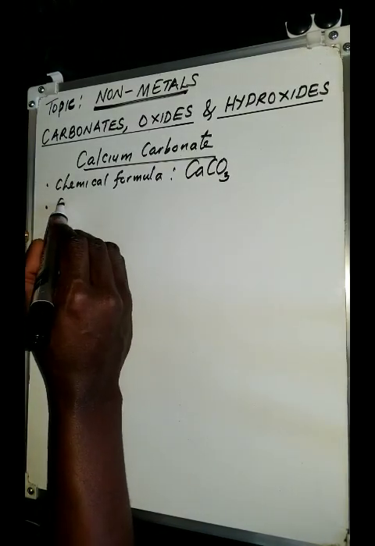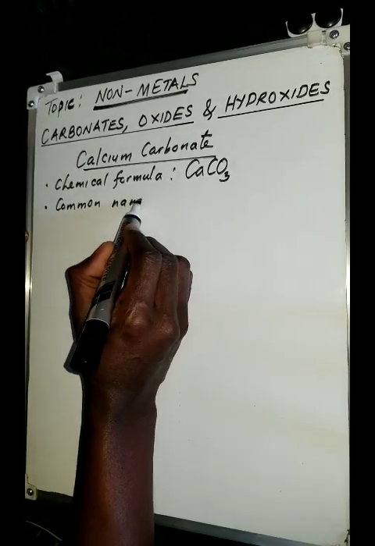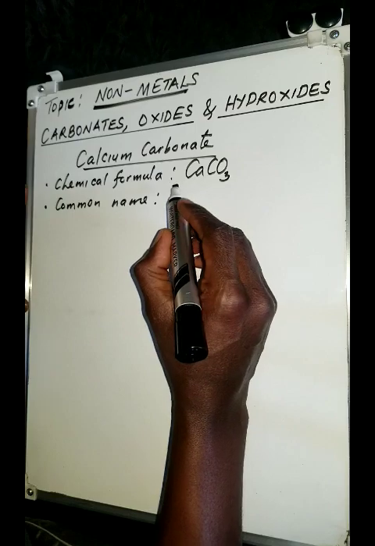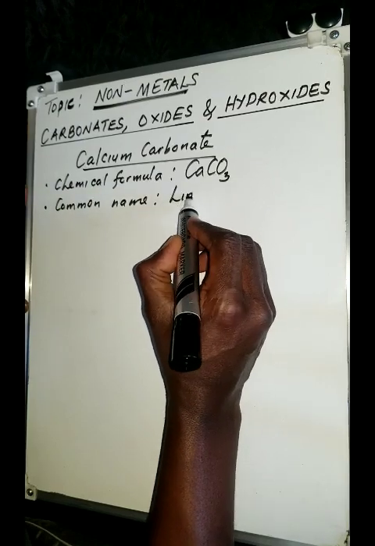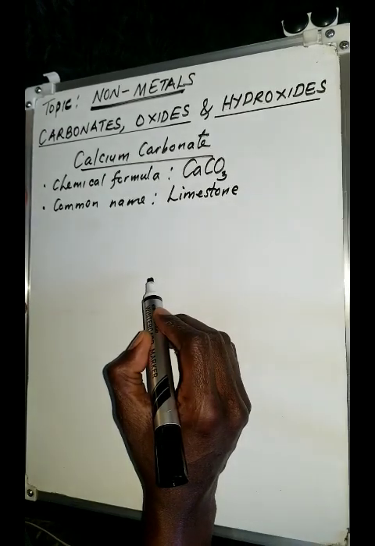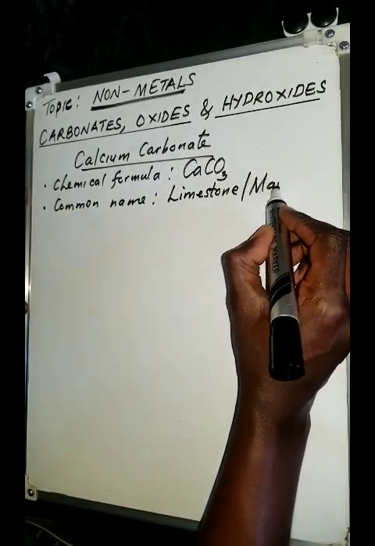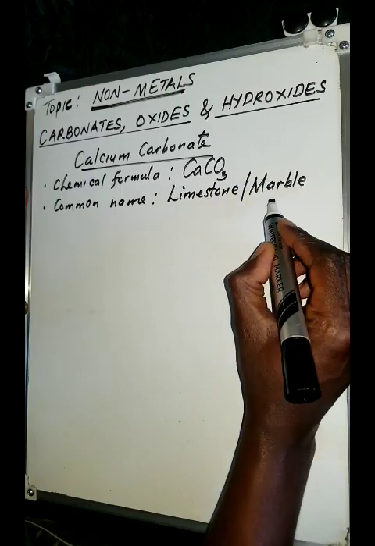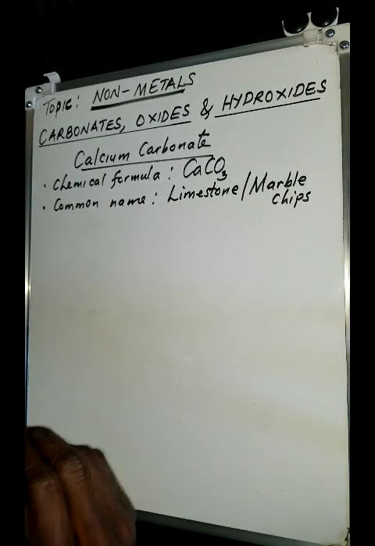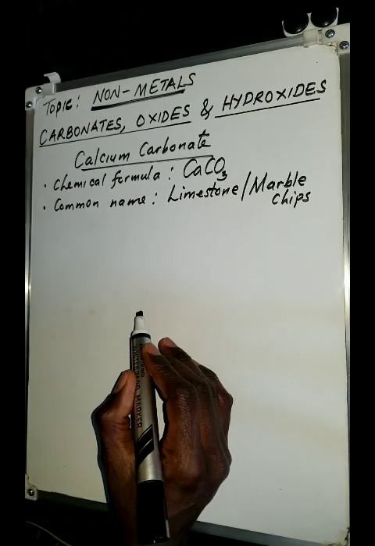Then they are going to ask you, what is the common name given to calcium carbonate? Calcium carbonate is what we call limestone. So when you hear the word limestone, then we are talking about calcium carbonate. Or you can hear the word marble. Sometimes we say marble chips. So when you hear marble chips or limestone, then they are referring to calcium carbonate.